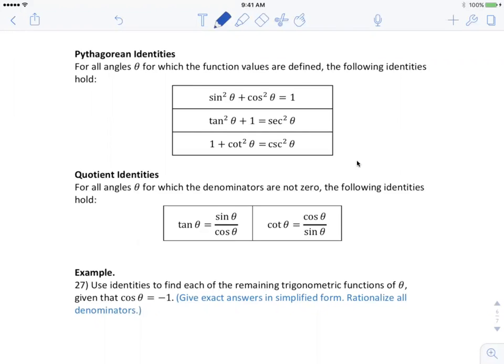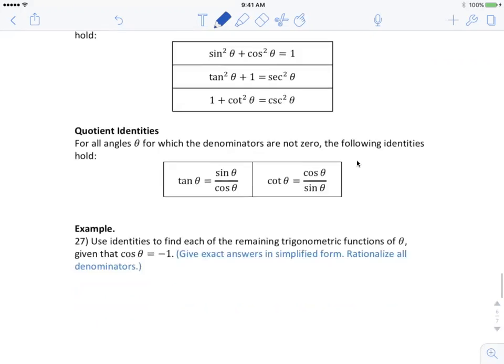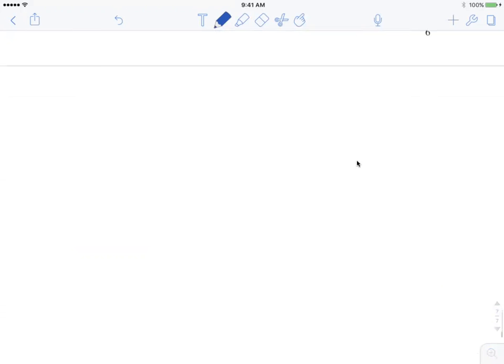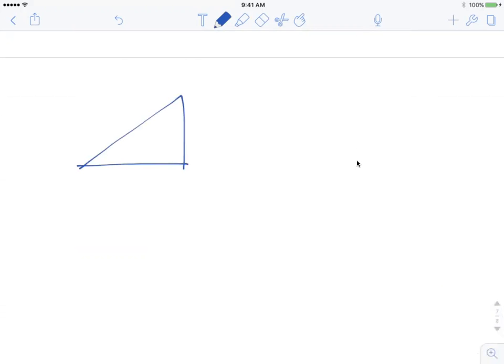But where do those come from? I can go down onto a blank page and show you why those are true real quick. It really is just the Pythagorean theorem. Let's think about just being in quadrant 1 on a right triangle where the vertical is y, the horizontal is x, and the hypotenuse is r. I know that we have x squared plus y squared equals r squared. Okay, Pythagorean theorem.